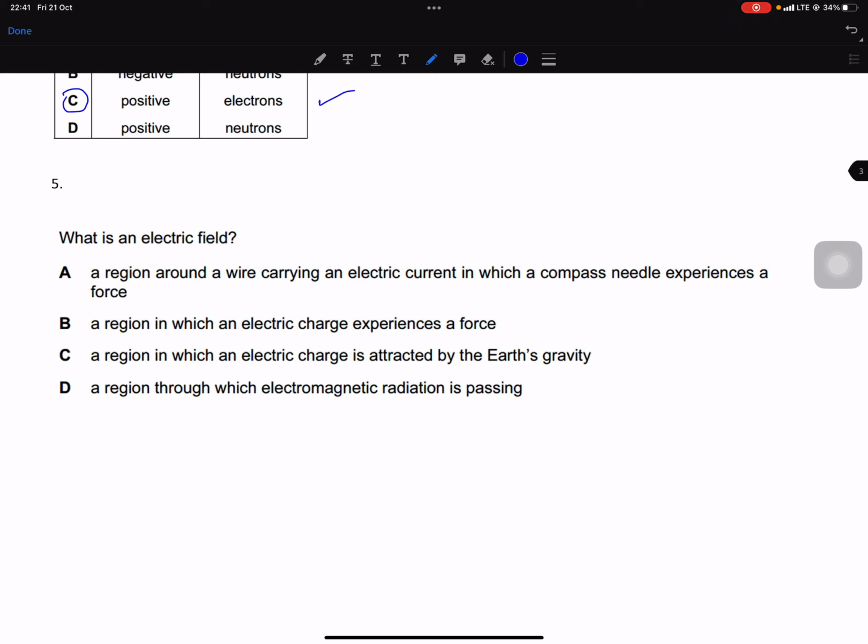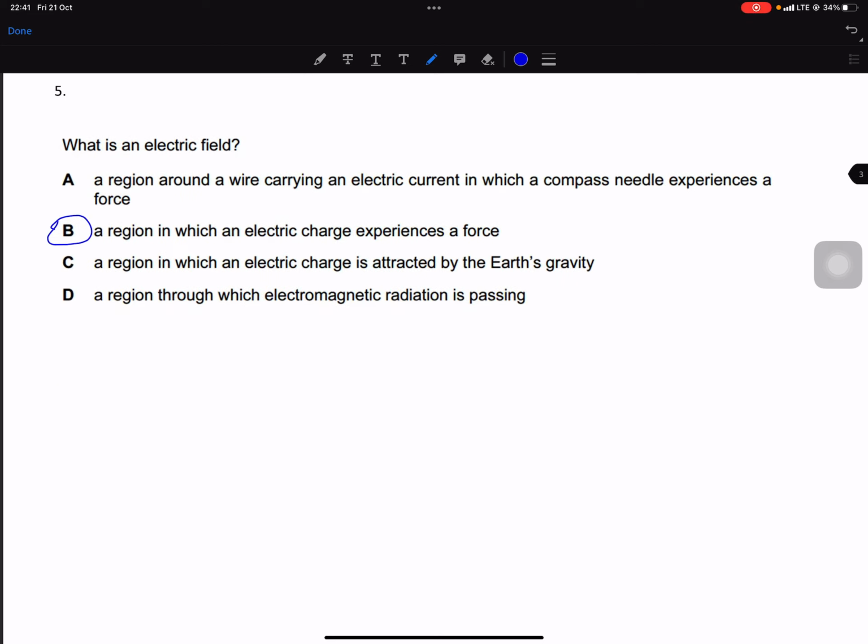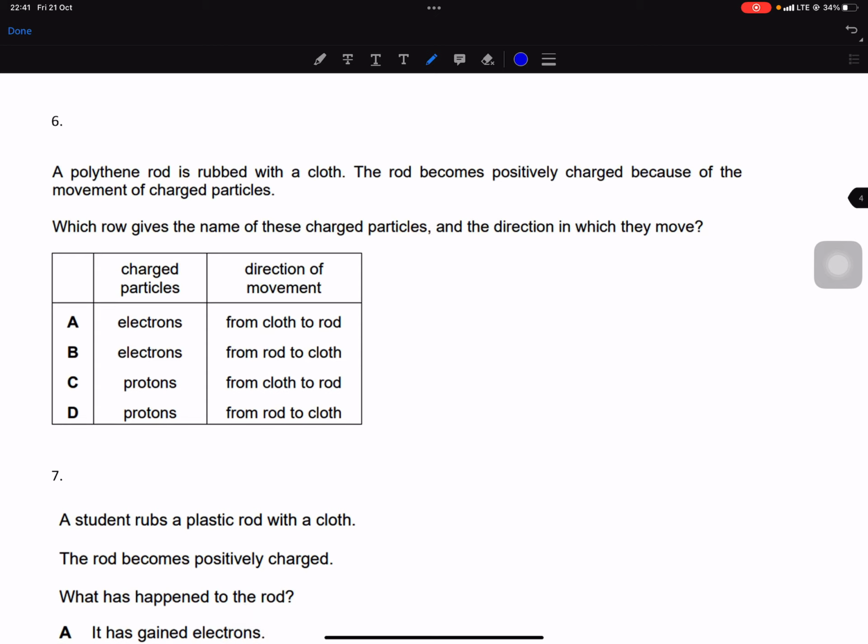Question number 5. What is an electric field? It's a region in which an electric charge experiences a force, and that is very clear. Going to question number 6.